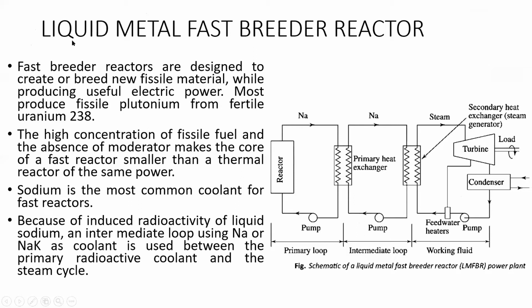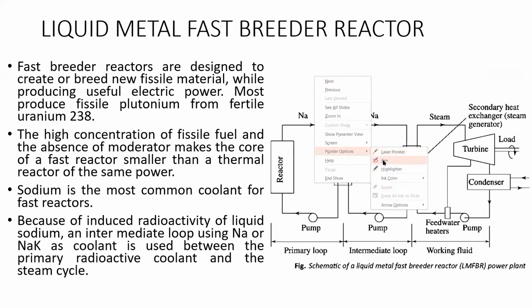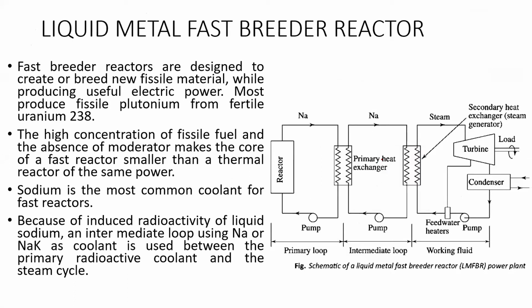Next is the liquid metal fast breeder reactor. As the name suggests, it is a breeder. Means what? A fertile material is converted into enriched material. Sodium is used as the liquid metal. It is flowing through the reactor.